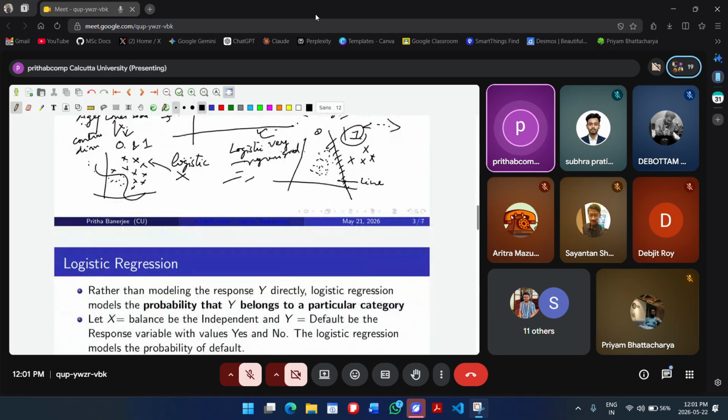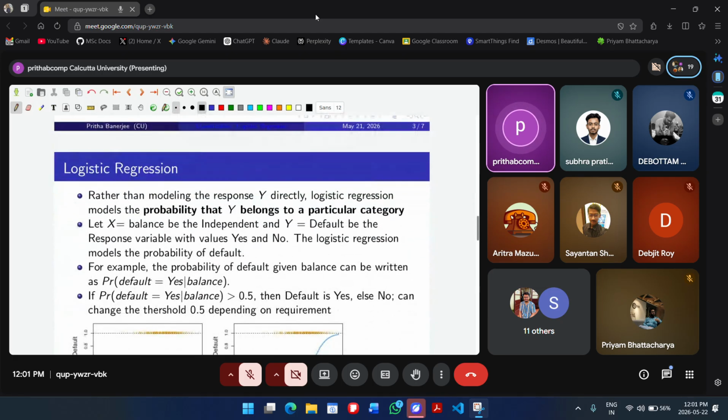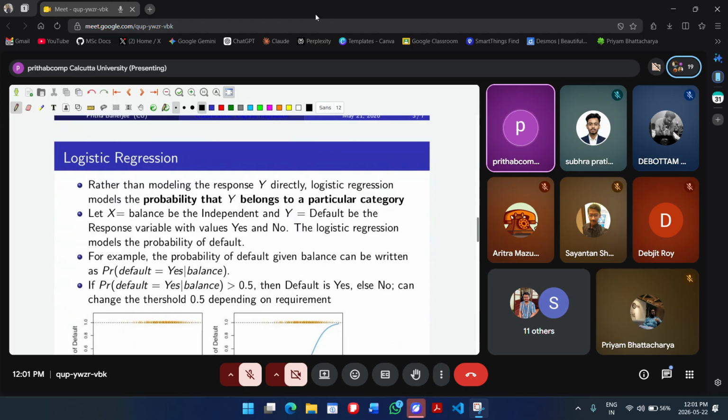Now, how do you go about doing this logistic regression? Let's look at that.